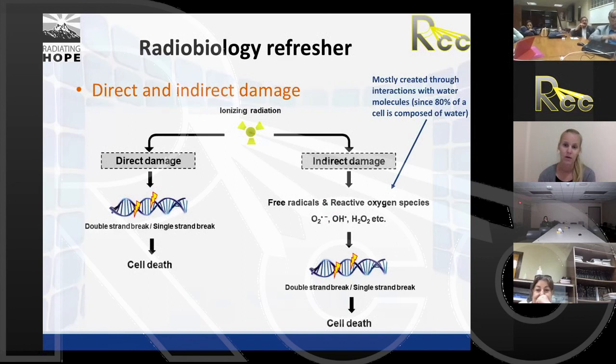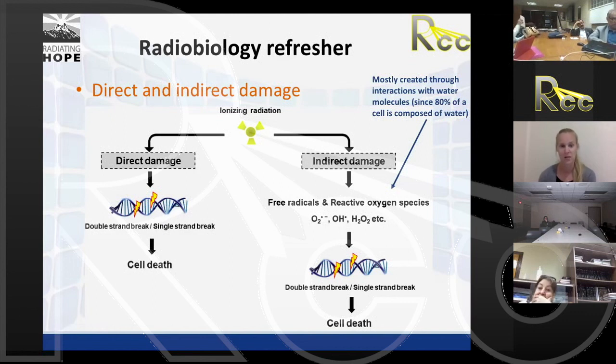What often happens is you get free radicals created through the ionization of water molecules within a cell, and this is particularly important considering that we are composed of roughly 80 to 90% water. These free radicals then go on to create that double or single strand break in the cell, causing the cell to die. So there are two different pathways that can cause cell death.